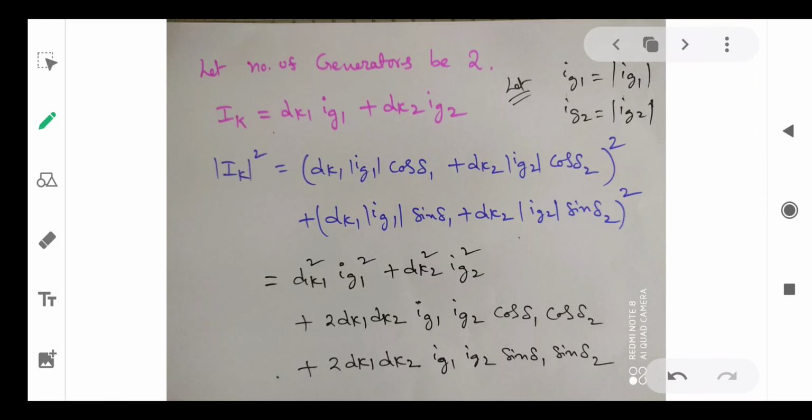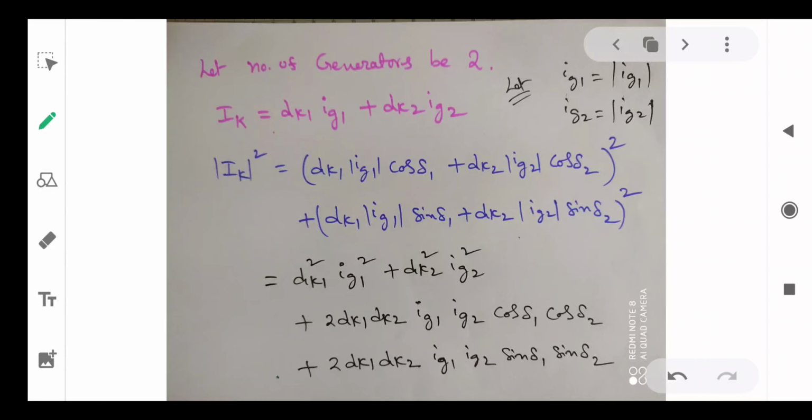Let the number of generators be 2. For simplicity, let us take Ig1 equal to mod Ig1 and Ig2 equal to mod Ig2 respectively. Therefore Ik equals Dk1 into Ig1 plus Dk2 into Ig2. Ik is equal to Ig. Already we have established that relation. Therefore Ik square is equal to Dk1 Ig1, and so on. Ig1 is the phasor.